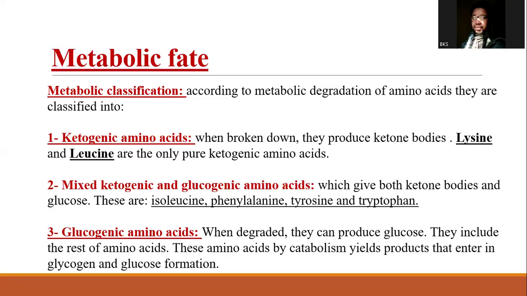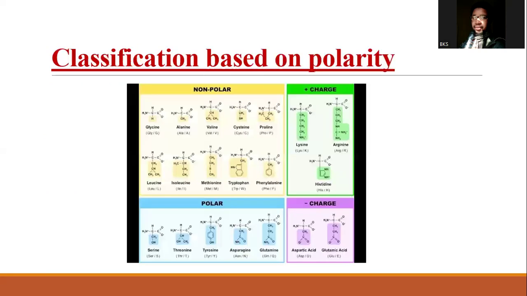Now, there are some amino acids that can also be used to synthesize both glucose and ketone bodies. So they are in between, they are mixed ketogenic and glucogenic amino acids. We have examples of them we talked about.